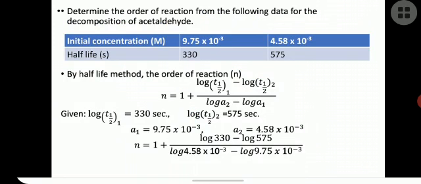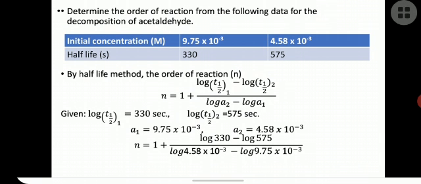By half-life method, the order of reaction can be calculated as n is equal to 1 plus log of T half 1 minus log of T half 2 divided by log of A2 minus log of A1. Now the value of T half 1 is 330 seconds. T half 2 is equal to 575 seconds. A1 is given to us as 9.75 into 10 raised to minus 3 and A2 is equal to 4.58 into 10 raised to minus 3.